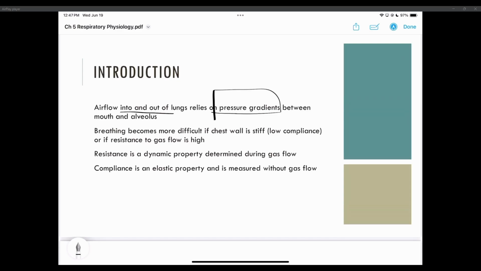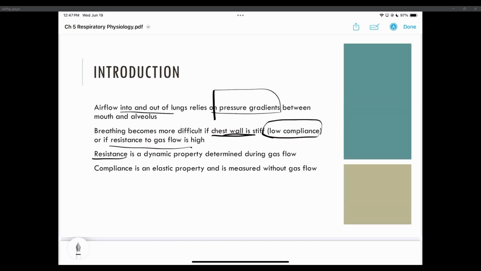Breathing will become difficult if the chest wall becomes stiff. Here's our compliance again. We have to breathe in. If our chest wall is very stiff, you can't expand. It's like putting your hands around your arms and trying to breathe in deep. You can't do it. It's like wearing a straitjacket. It's a restrictive disease. Resistance is high.